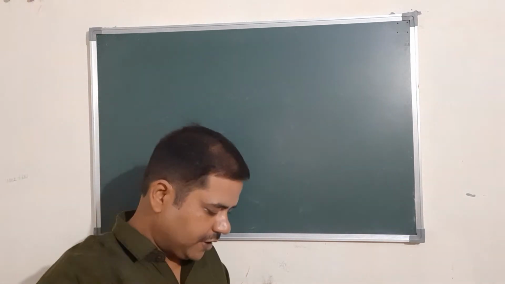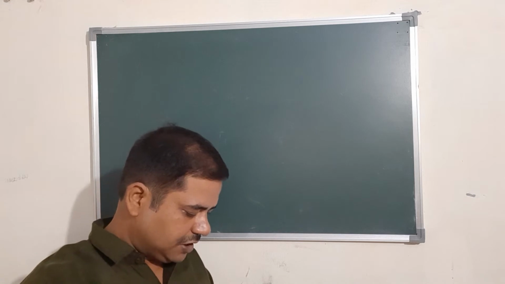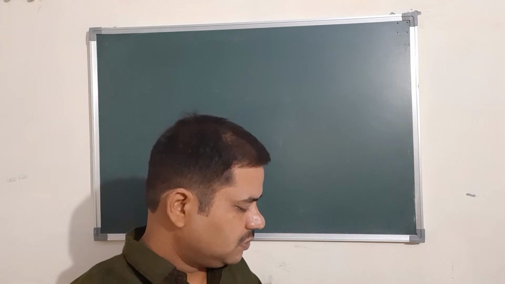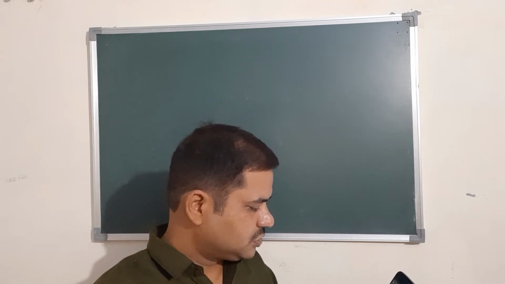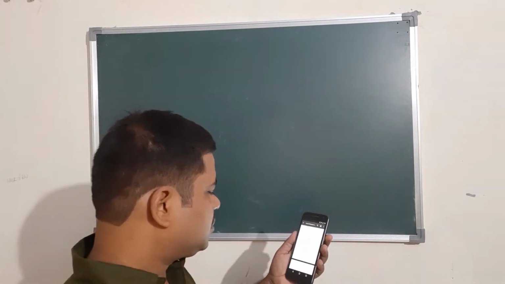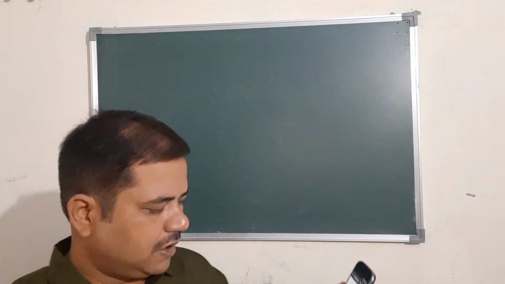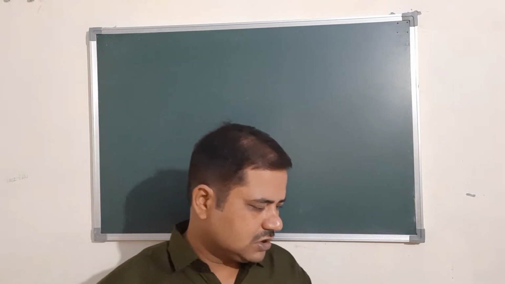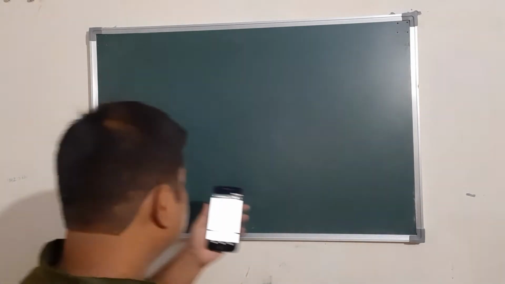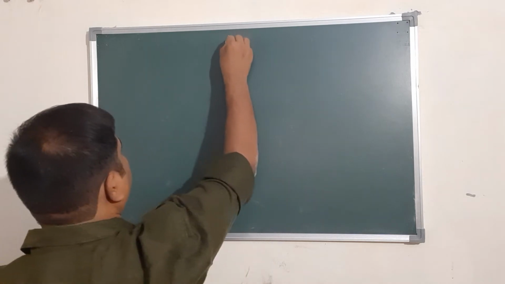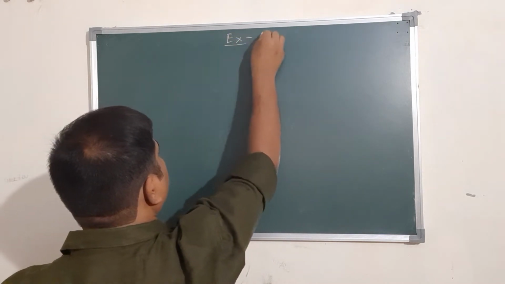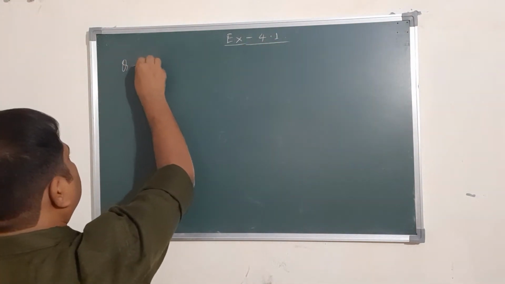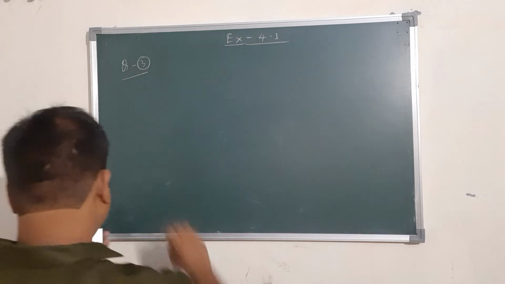Exercise 4.1 is based only on the expansion of determinants and basic things that depend on determinants. The first question we already had in the previous lecture, and the second also, so from the third onwards we have to start. So, question number 3, exercise 4.1.